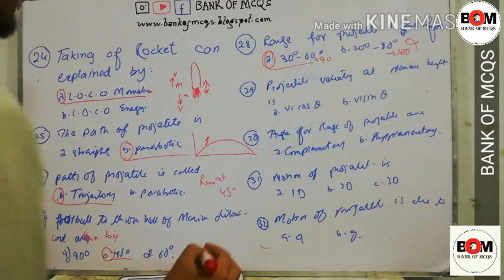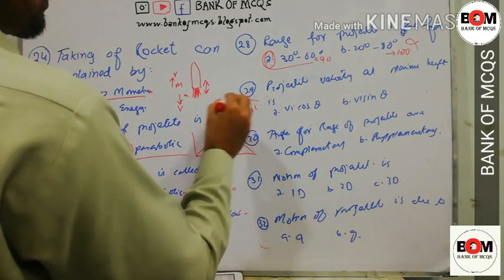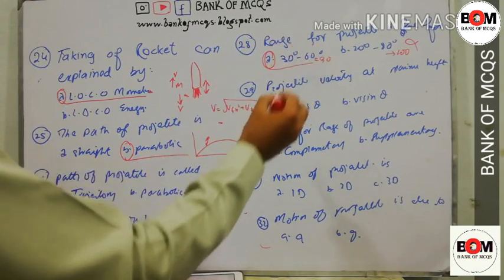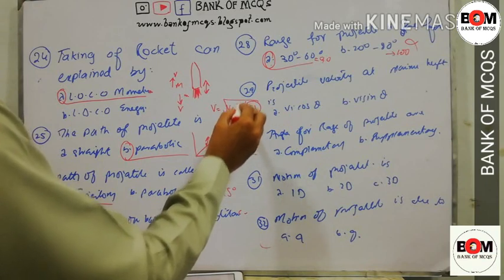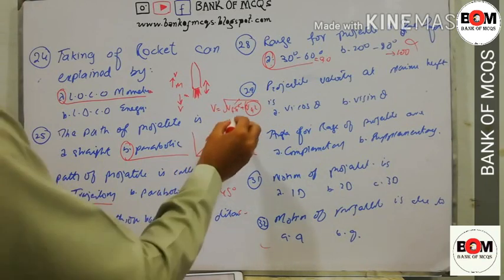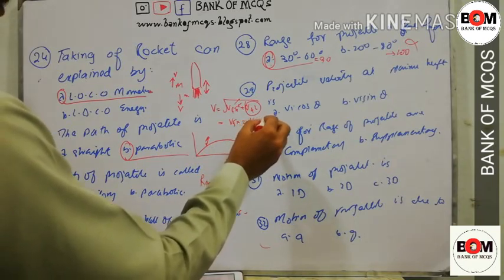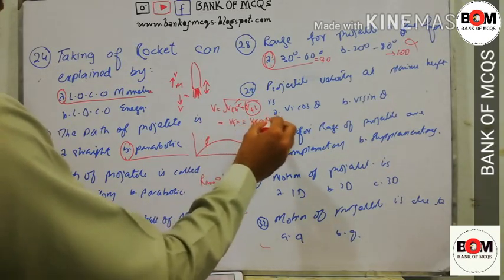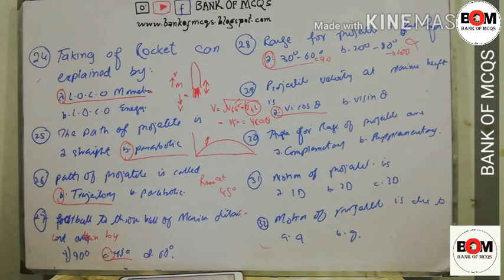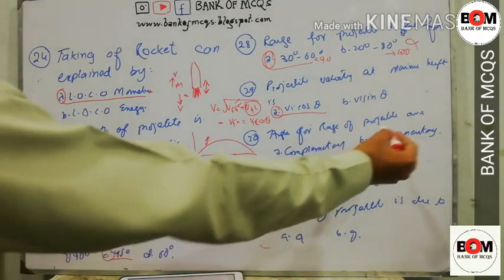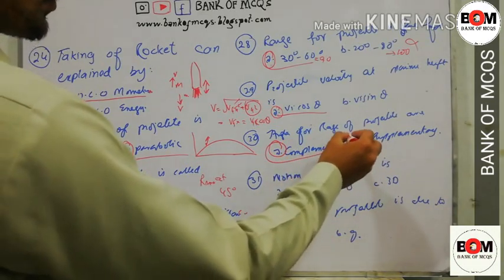The projectile velocity at maximum height is: we know that the velocity of a projectile is equal to the square root of Vx square plus Vy square. At the high point the vertical component of velocity is 0, so we will only get Vx square. So Vx is equal to Vi cos theta. So option A, Vi cos theta, is right. The angles for the same range of projectile are complementary, supplementary, or what? The angles for the same range of projectile are complementary. Its sum is always equal to 90.